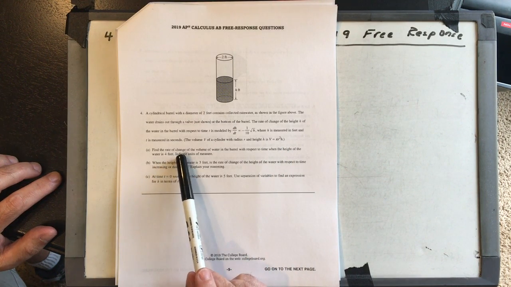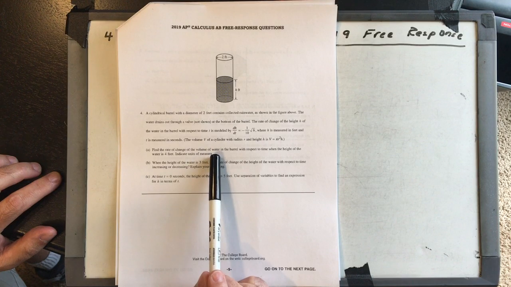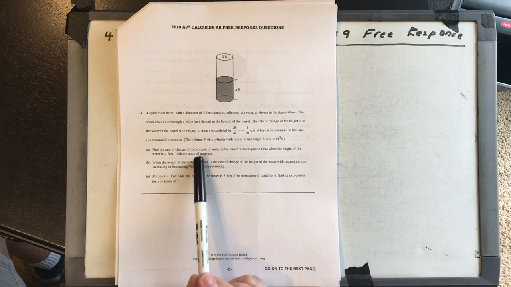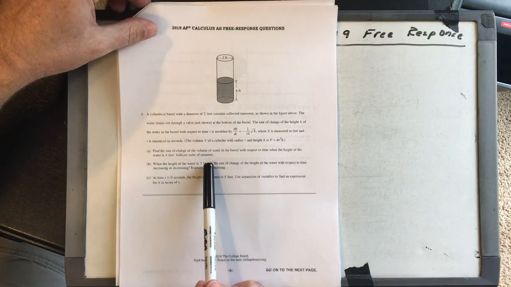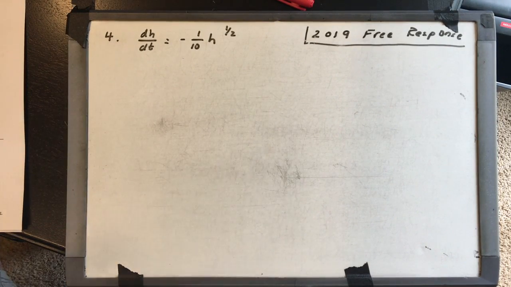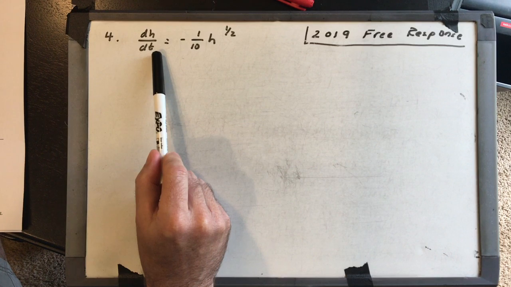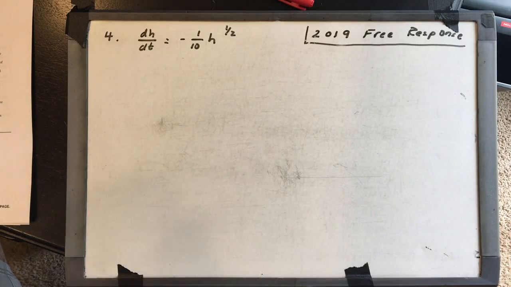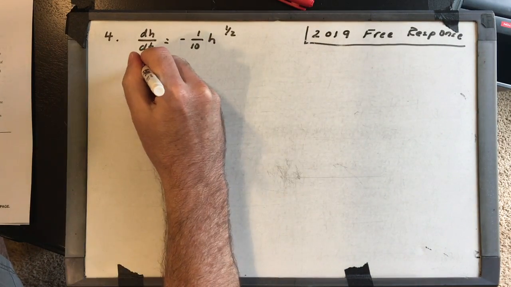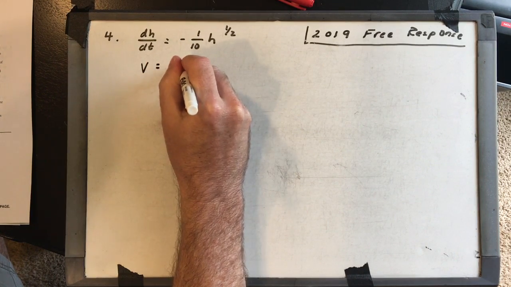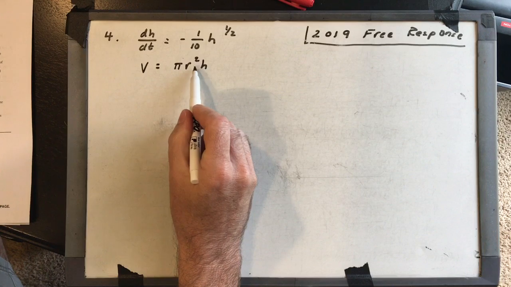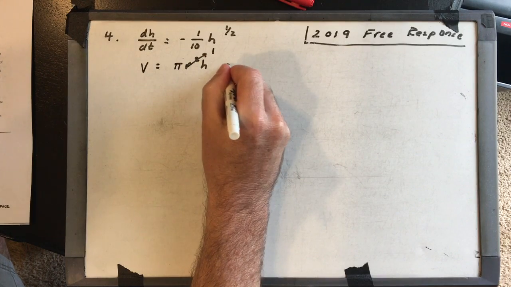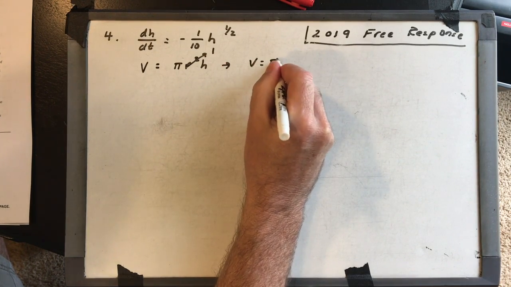So part A says find the rate of change of volume in the barrel with respect to time when the height is 4 feet, and you have to indicate units. It's important to get the units right on all of these. I rewrote the dh/dt equation, getting rid of the radical and just calling it h to the 1/2, which makes it a little easier. And we know that the volume is pi r squared h, but since the radius is always 1, we can rewrite this as just V equals pi h.